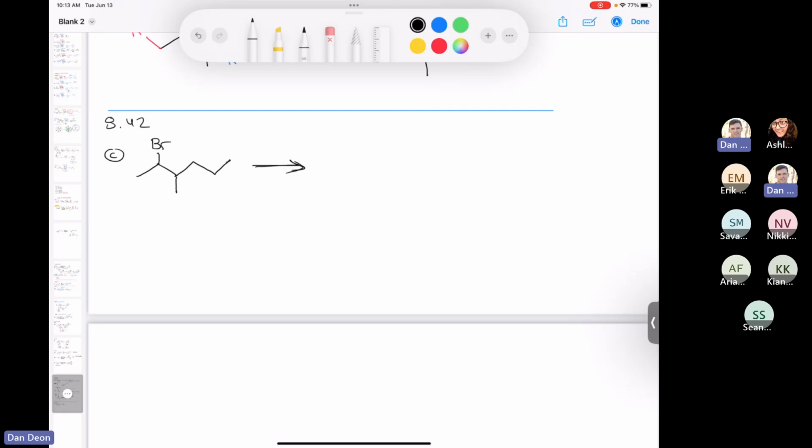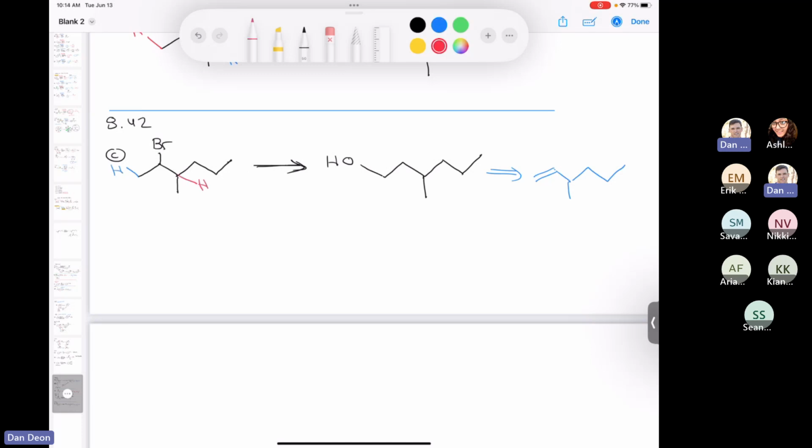I don't know what's up with my Apple Pencil. So let's see here. It's going to look something like this. No, I'm missing a carbon. There we go. All right, so here we go. Again, if we did a retrosynthesis, we could say, well, I can make this primary alcohol if I have this alkene. As long as I have this alkene, I can just do an anti-Markovnikov addition of water, and I'm done.